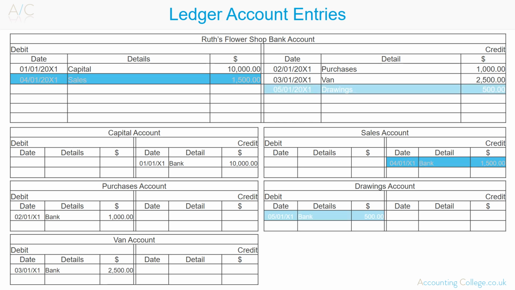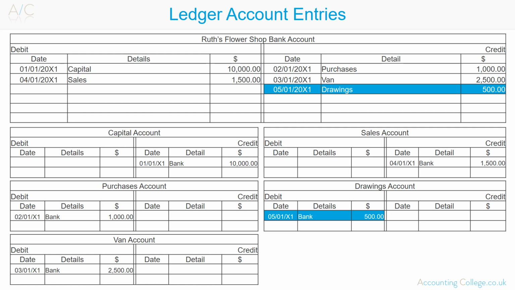On the 5th of January, Ruth takes drawings of $500 out of the business. As you have already seen, drawings is any money taken out of the business by the owner for personal use. Once the owner takes drawings, the business no longer owes the owner that value. The bank account would now look as follows. $500 will be credited to the bank account as the asset of cash has decreased. An opposite debit entry will be made into the drawings account.